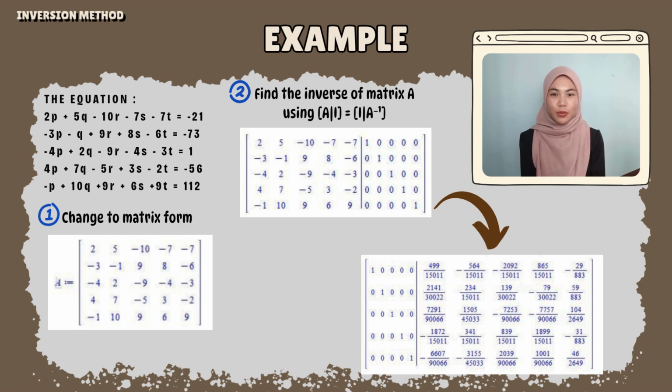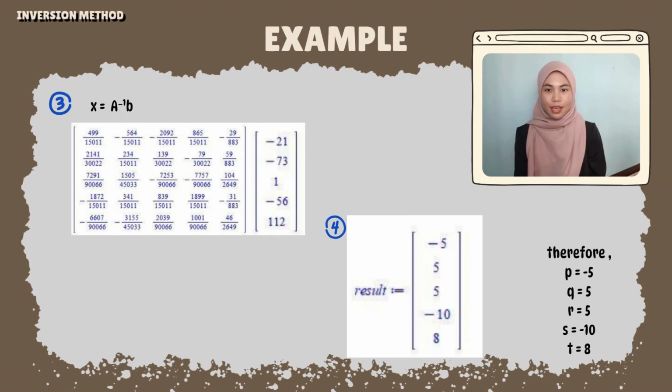Next, we will use the same equation, but this time we will use the inversion method. Firstly, as usual, change it to matrix form. Second, find the inverse of matrix A using A augmented with identity equals identity augmented with A inverse, and you will get the result of A inverse. Next, this is X equals A inverse B, and you will get the result P equals negative 5, Q equals 5, R equals 5, S equals negative 10, and T equals 8.